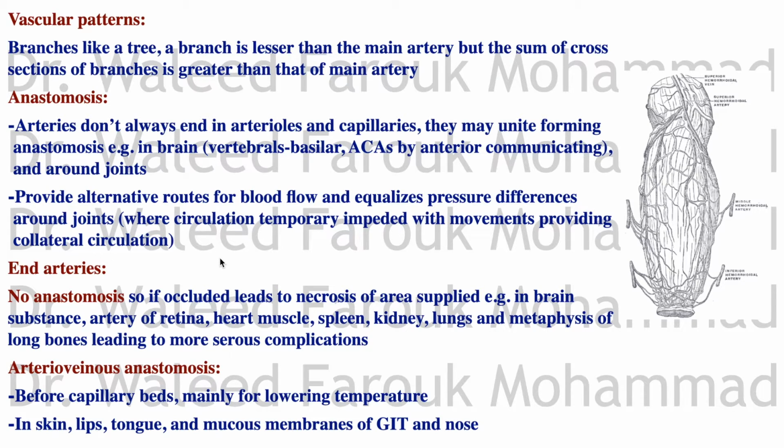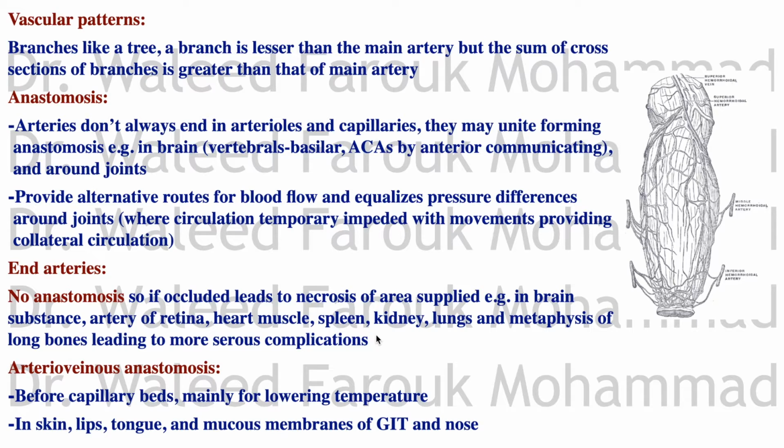We also have end arteries, meaning no anastomosis, and if occluded, it leads to necrosis of the area supplied because it's not compensated from another source. This occurs in brain substance, the artery of the retina, the heart muscle, the spleen, the kidney, lungs, and the metaphysis of long bones, leading to more serious complications because there is no compensation of blood from a nearby source or branch.